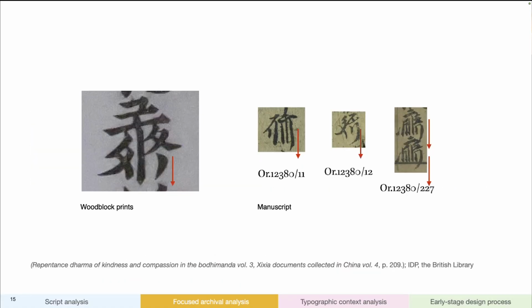In manuscript, the feature is especially pronounced. Imagine we are writing with a brush, and scribes often lift the brush a little bit while moving downward at the end of the stroke, and then the brush naturally goes to find the character underneath. So it naturally creates this kind of extension.